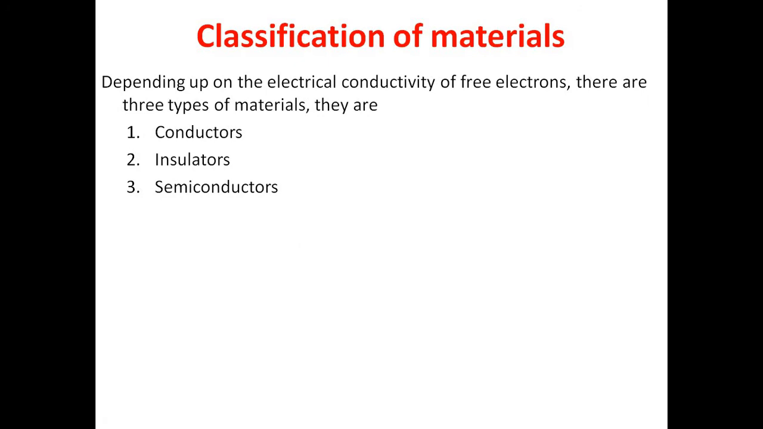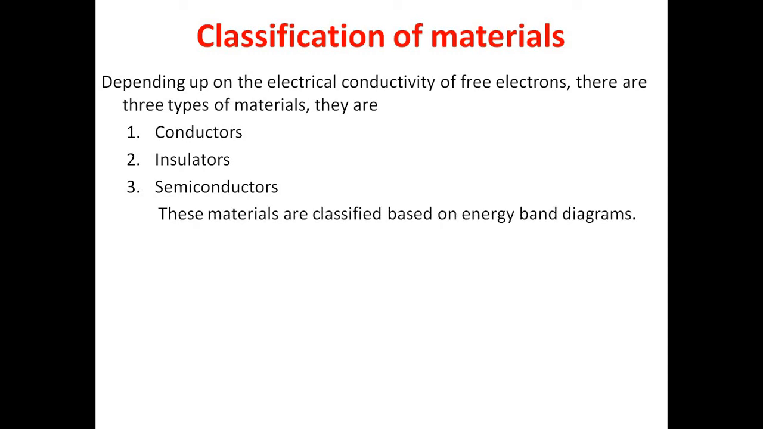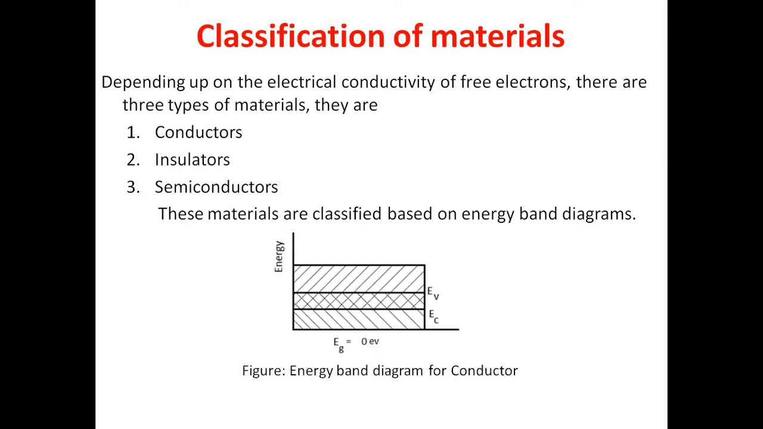Now we will move on to the basic concept called classification of materials. Based on the electrical conductivity of free electrons, we have 3 different types of materials: conductors, insulators, and semiconductors. Let us talk about the first one, conductors, with respect to the energy band diagram. This is the energy band diagram for a conductor.